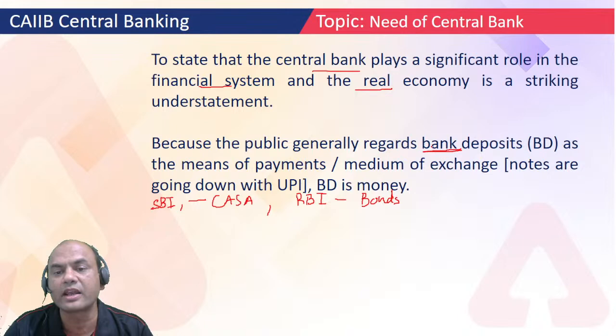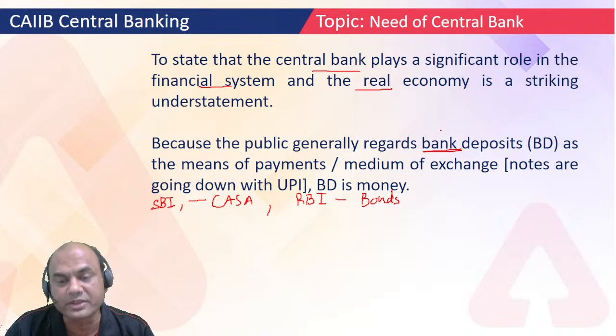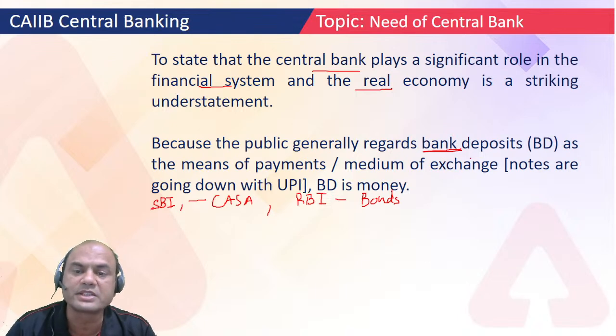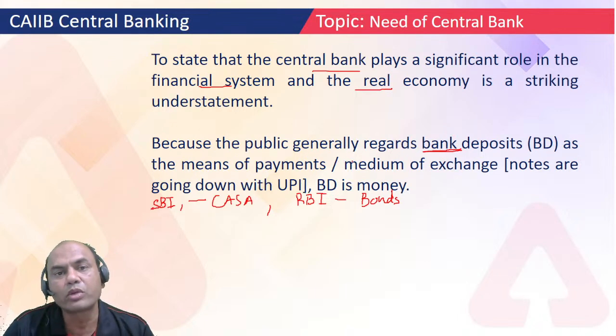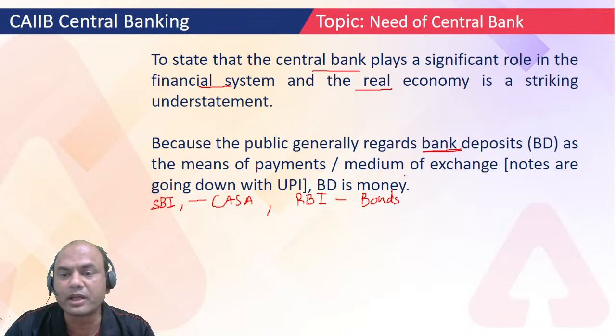Because the public generally regards bank deposits, which basically means FDs and various other instruments, as a means of payment and medium of exchange. This includes savings, current and FDs, mainly savings and current here. Medium of exchange means mainly more than physical currency. The credit system always works more than the physical note system. As a means of payment, notes are going down with UPI.